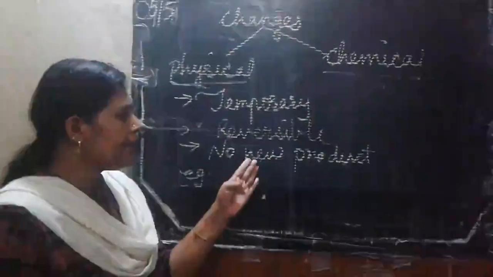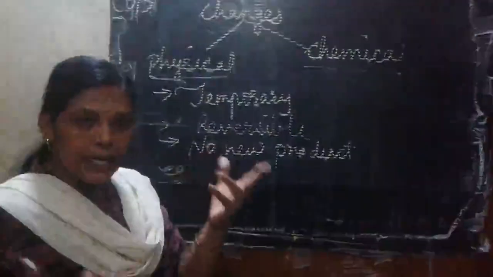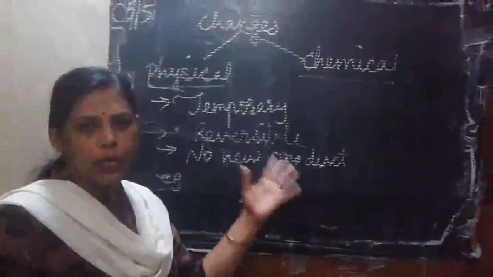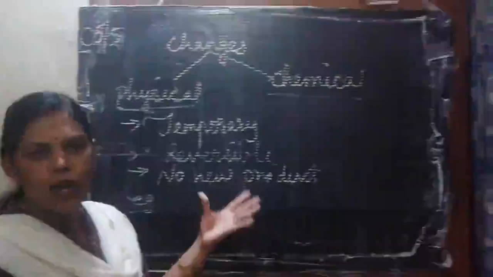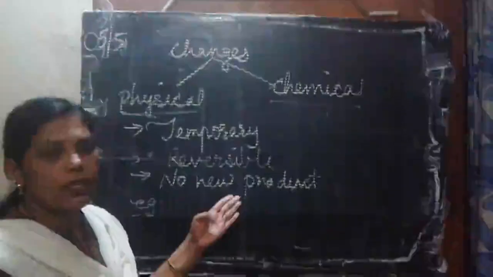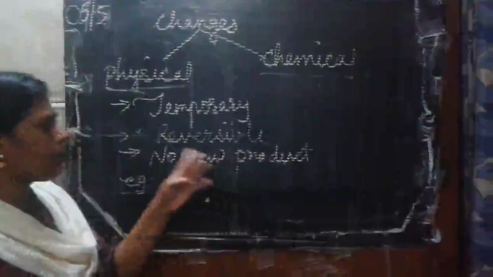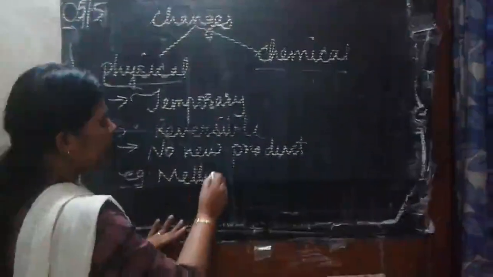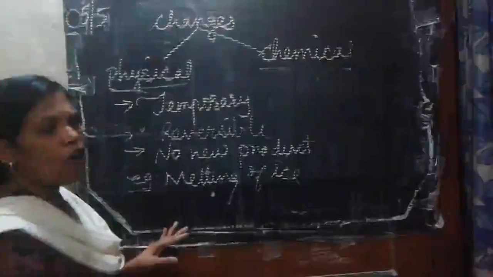Understood, students? And here, from the ice, when it melts, you are getting only liquid. That is the water only. This is solid form, liquid form and gaseous form. All three are only forms of the water, right? So there is no new product we are getting, right? Is there any new product? No. No new product forming. Understood? So, example, melting of ice. Very good example, right?